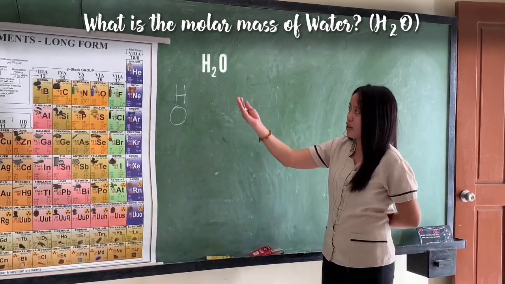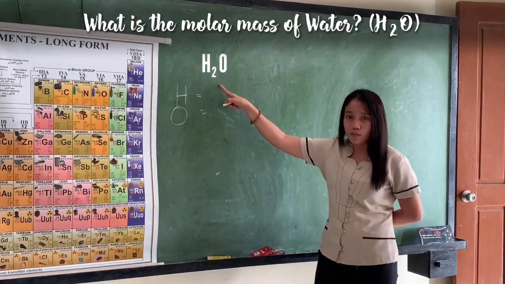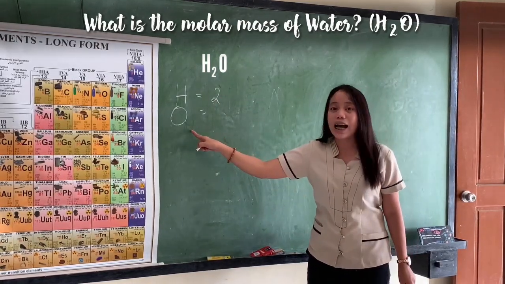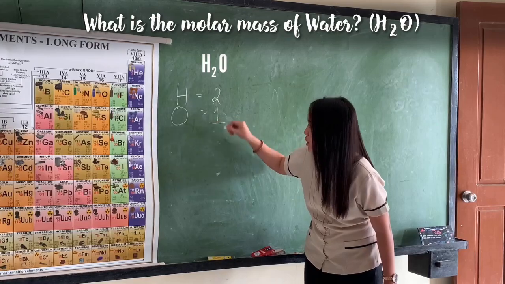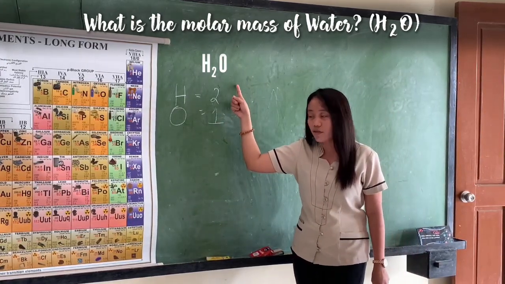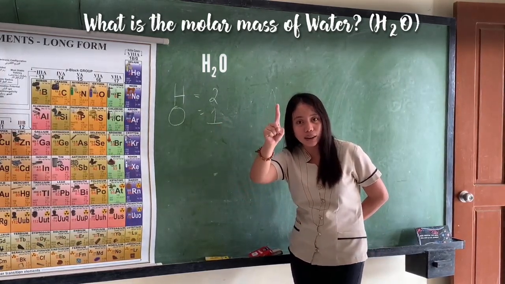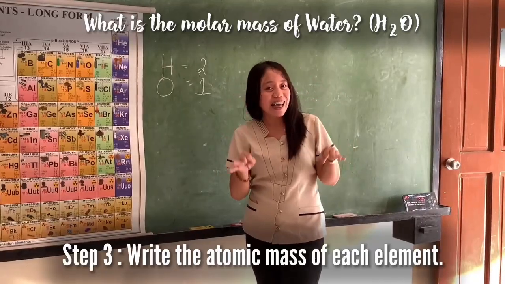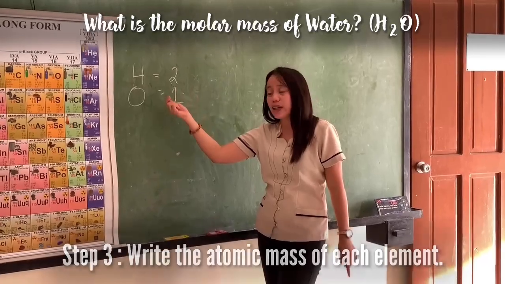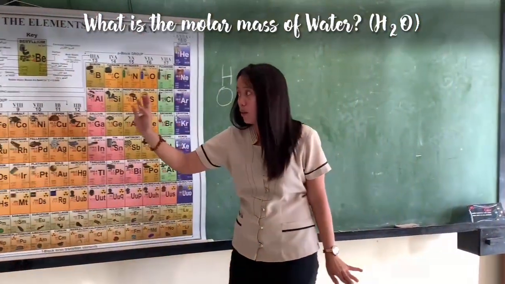Look at the given. So we have 2 atoms for the hydrogen and 1 atom for the oxygen. If there's no indicated number of atoms in the given, the number of atoms is always 1. Step number 3. Write the atomic mass of each element. In order for you to write the atomic mass for each element, you need to use your periodic table.